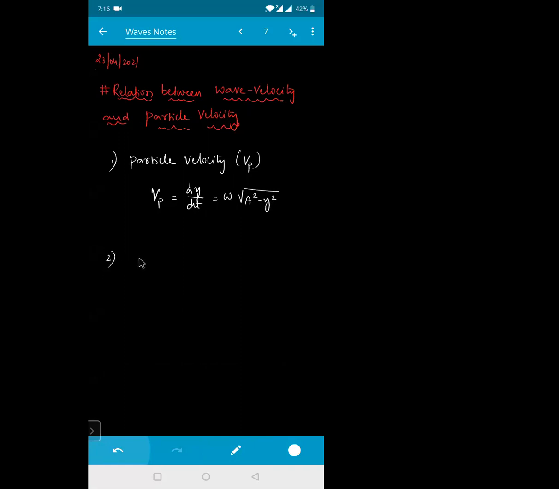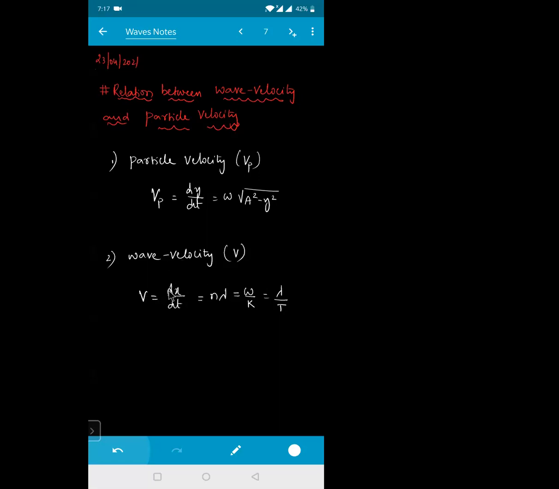Next one is about your wave velocity. Wave velocity is represented by the letter V. How do you represent it? V is equal to dx divided by dt. That will be equal to n into lambda, which is equal to omega by k, which is equal to lambda by capital T, because frequency is nothing but the reciprocal of the time period, isn't it? So this is your particle velocity and this is your wave velocity.